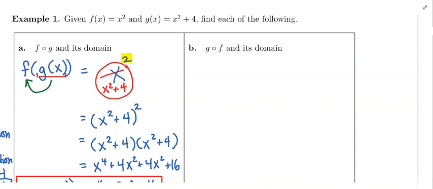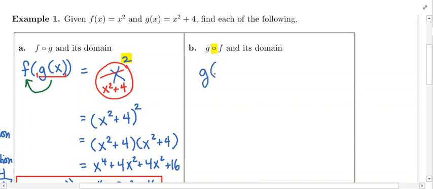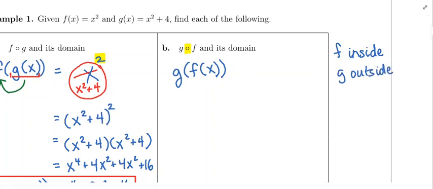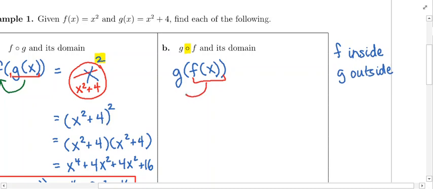As soon as you see the little circle here, that means composition. G is on the left, f is on the right. You need to make sense of this, so go ahead and write down g of f of x. When you look at this, this means that f is on the inside, g is on the outside. And so you're going to be plugging f into g. So let me write that down. We're plugging f into g here because we always plug the inside function into the outside function.